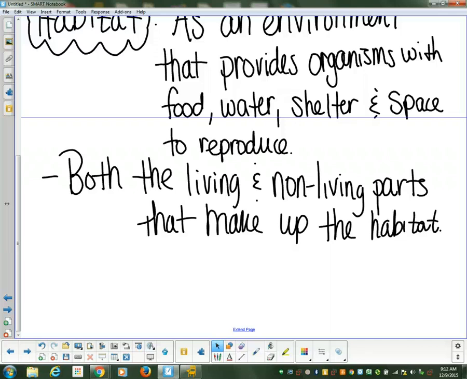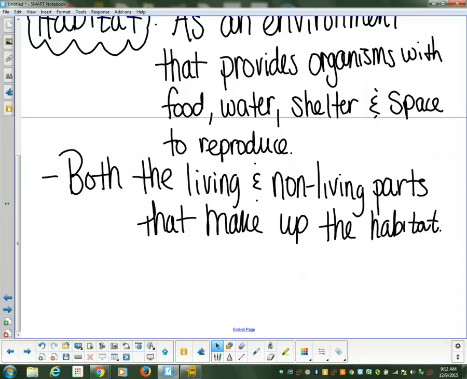Ingrid, what do you think? How can a rock be important? What can a rock offer a habitat? What's that? Oh, so it can provide shelter. Okay, so it might provide shelter to some of the insects.